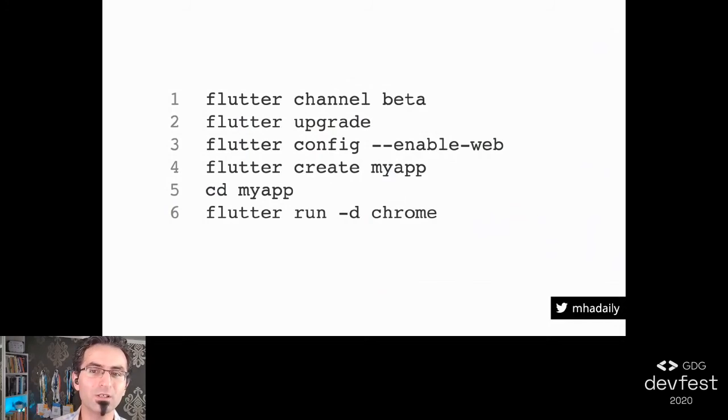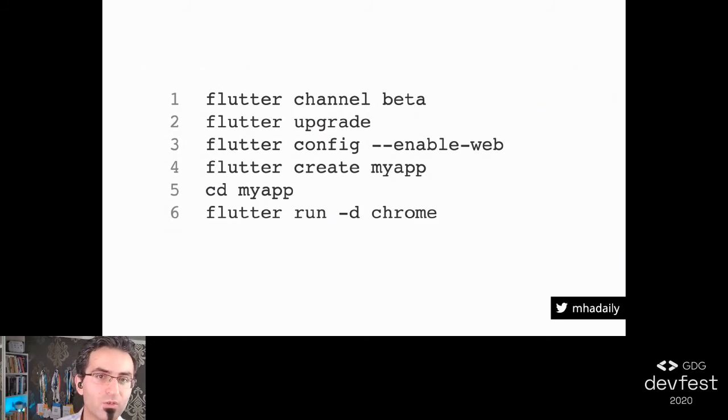And what if I tell you it's as simple as this? As soon as the setup for Flutter is done, you just run flutter channel. You need to switch to the beta channel. Unfortunately, Flutter has four channels: stable, beta, dev, and master. You need to use beta. The reason is that Flutter Web is still in beta stage.